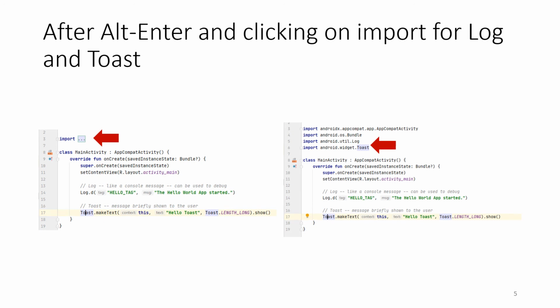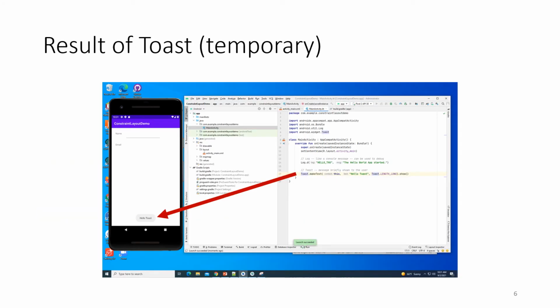After hitting Alt-Enter, all the red was cleared up, but we don't necessarily see what was going on, because what was going on was that we added to the imports, and the imports are often collapsed. But if we hit that little plus next to the 3 where it says import, then it will show us our imports, and we can see now that there is an import for the log and an import for the toast.